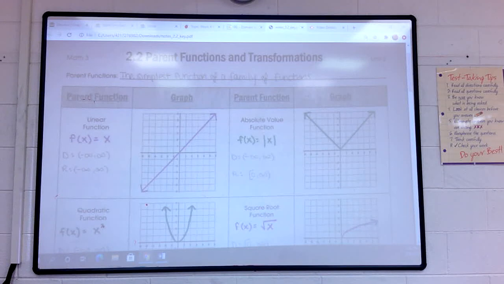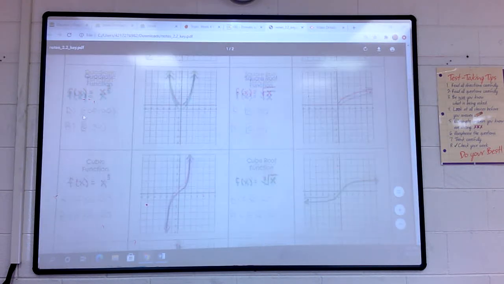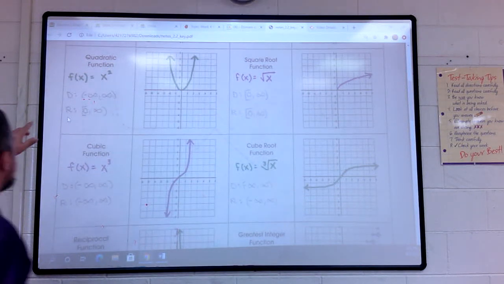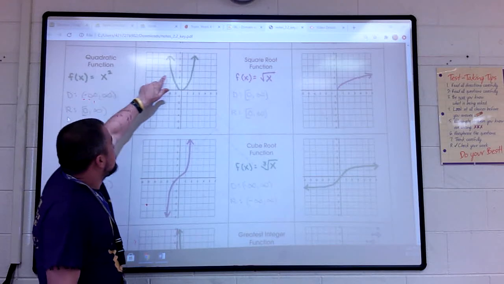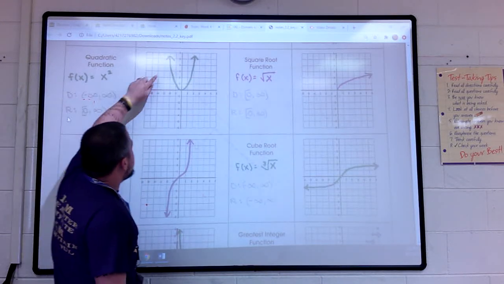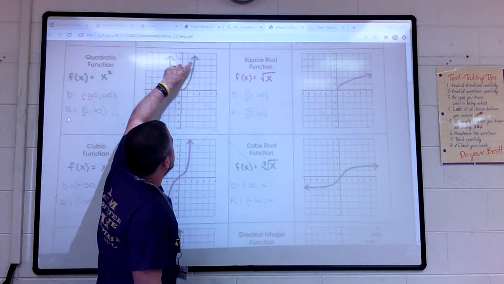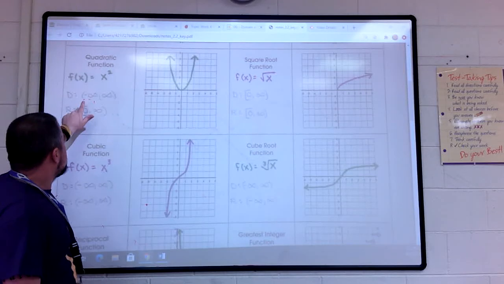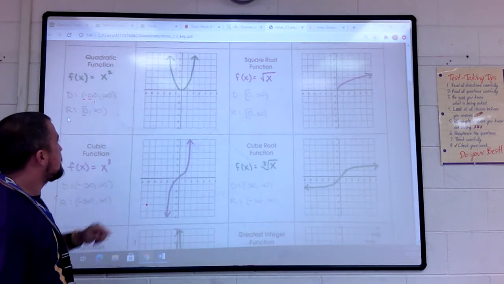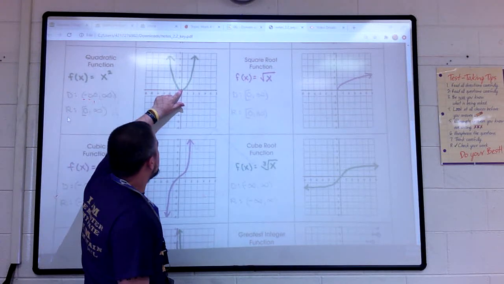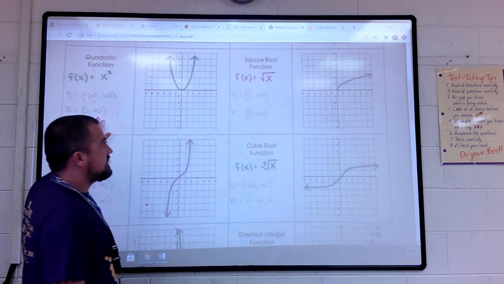Our next type of function is the quadratic function. The quadratic function is a U shape. So it is y equals x squared. It is a U shape if you graph it on your calculator. The domain continues off to the left and continues off to the right, so the domain is from negative infinity to positive infinity. The range, just like the absolute value function, stops at 0 and goes to infinity.